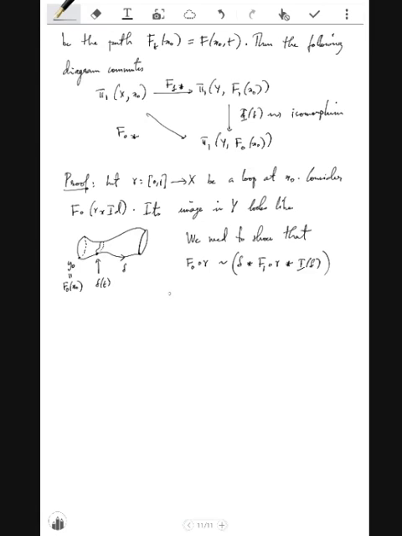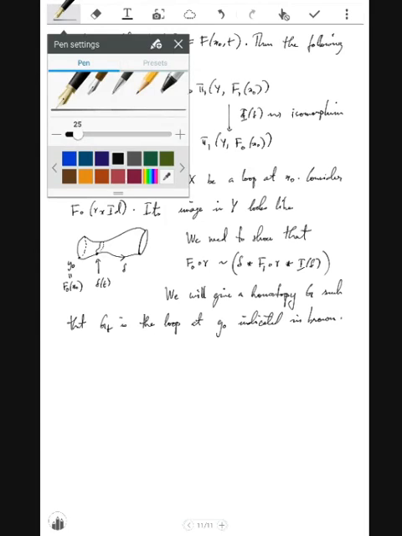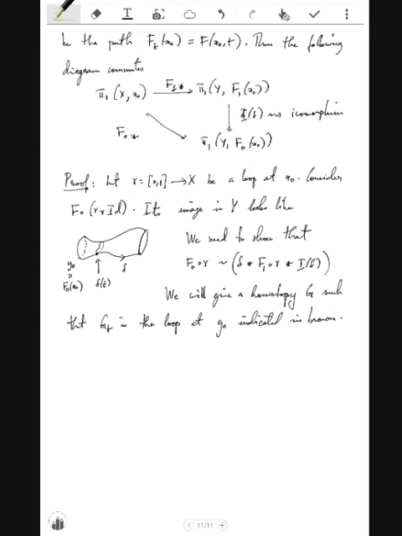So we will give a homotopy G such that Gt is the loop at y naught indicated in brown. So it's going to be this loop.